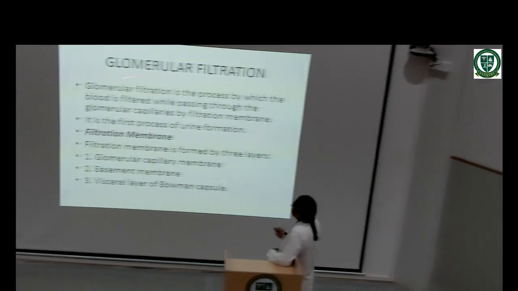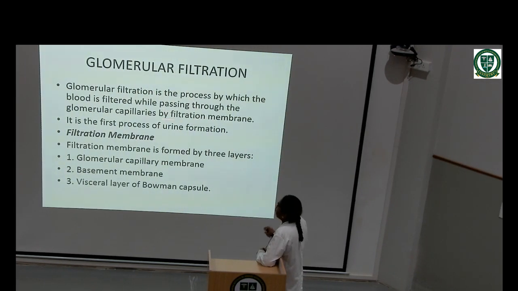Coming to glomerular filtration, it is a process by which blood is filtered while passing through the glomerular capillaries by the filtration membrane. Now, we will see what this filtration membrane is. This is the first process of urine formation. The filtration membrane is formed by three layers of membranes. One is the glomerular capillary membrane, second is the basement membrane, third is the visceral layer of the Bowman's capsule.